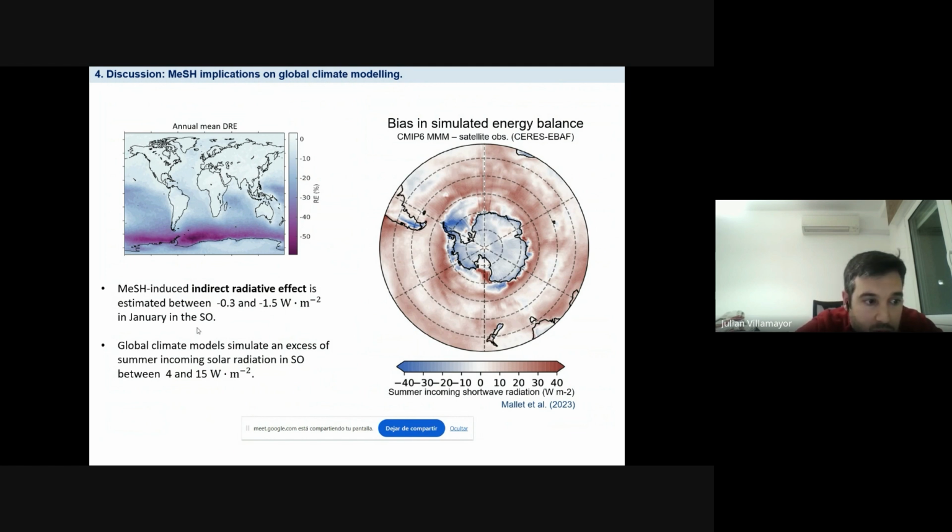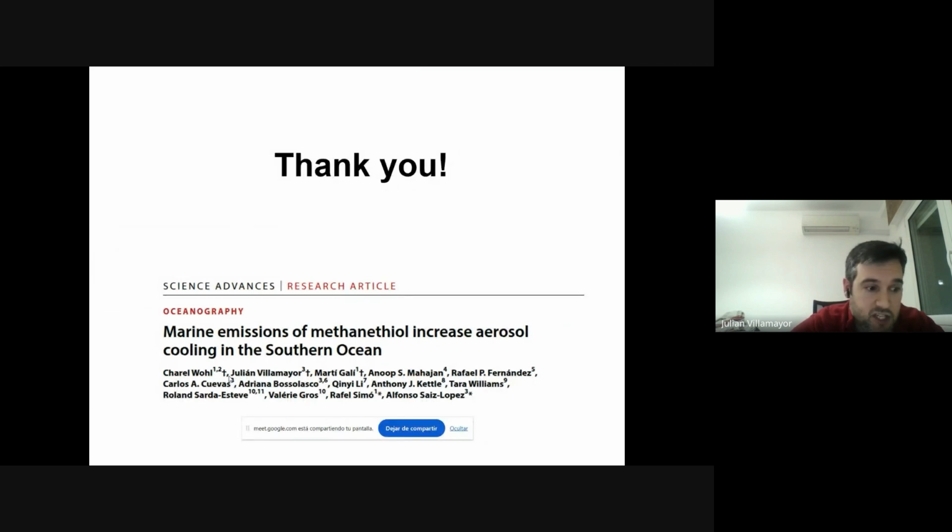However, both the particle formation and the interactions with clouds are a major source of uncertainty in global climate models, which on average have a bias in the simulated radiative balance, with an excess of incoming solar radiation in the Southern Ocean in summer that is between 4 and 15 watts per meter square. Therefore, the inclusion of methanethiol should also contribute to reduce, at least partially, this important bias in climate models. Well, just mention that this work has been recently published in Science Advances, and thank you so much.